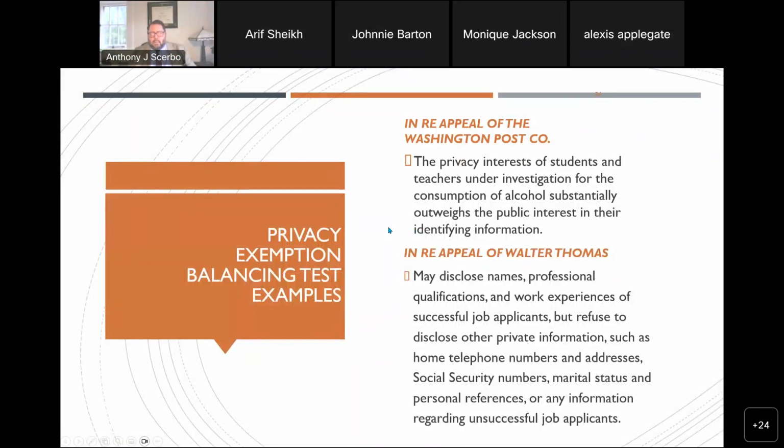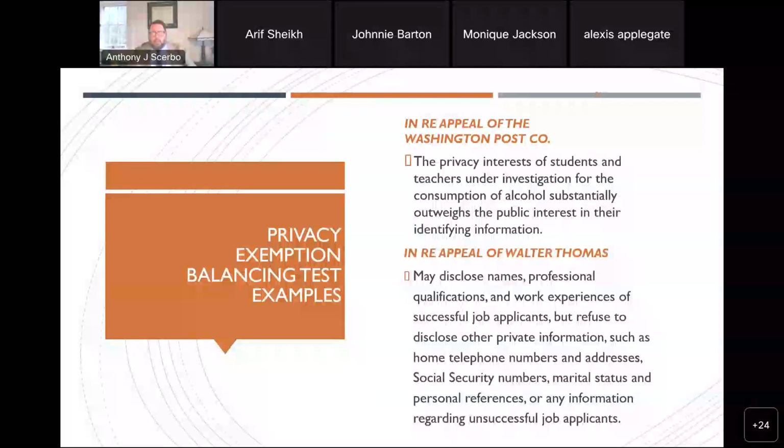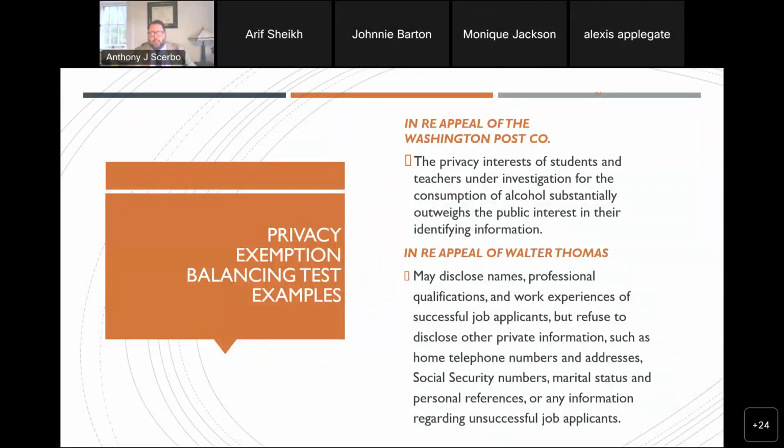Here's a couple of case examples as well on the balancing test. In re-appeal of the Washington Post, the privacy interests of students and teachers under investigation for consumption of alcohol substantially outweighs the public interest in their identifying information. That was fairly strong language in that case.